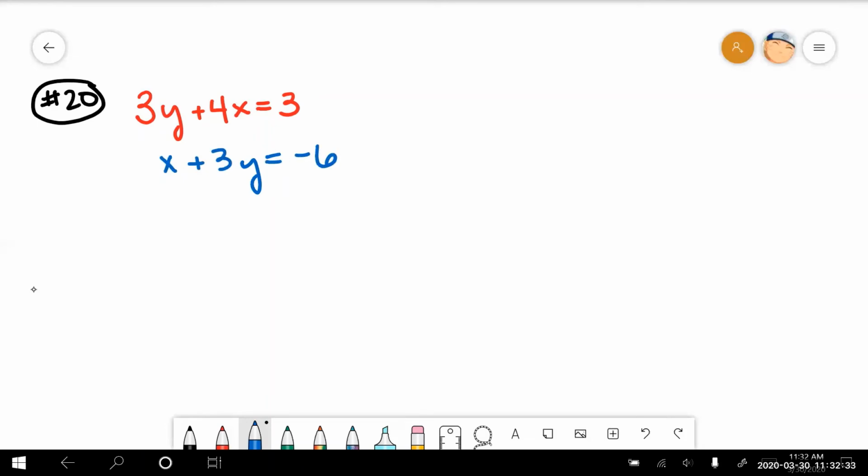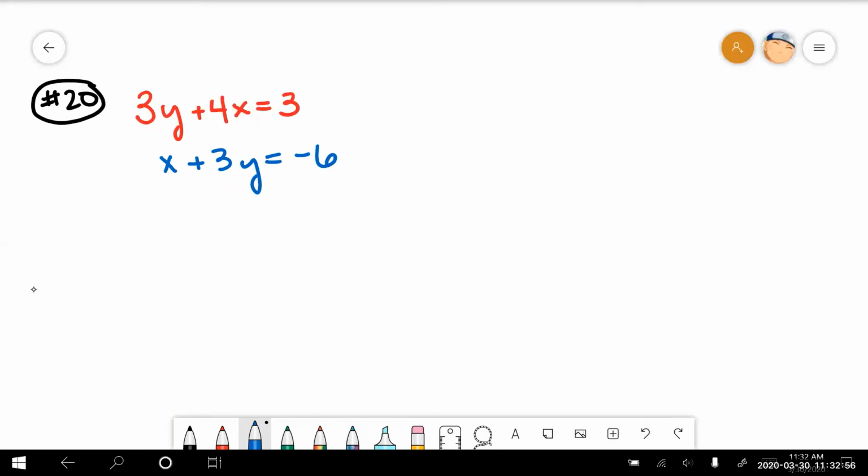Okay, now none of these say x equals an expression or y equals an expression. Both of them are in standard form, and what that means is both x and y are on the left side or on one side together. So how can we set this up so that it's ready for us to substitute? Because right now it's not ready for us to substitute. So one way to do that is to isolate one of the variables.